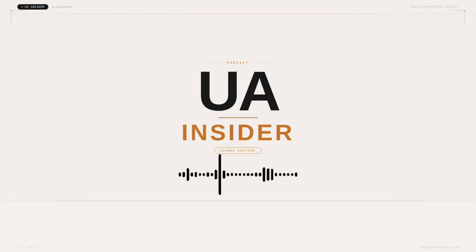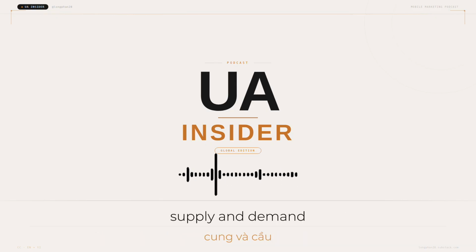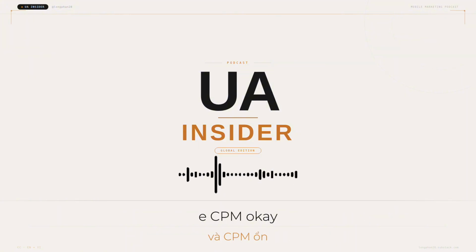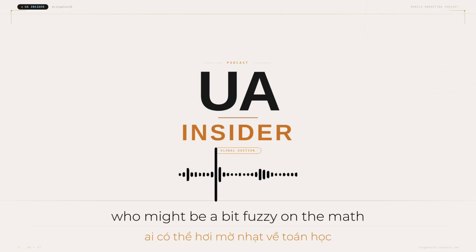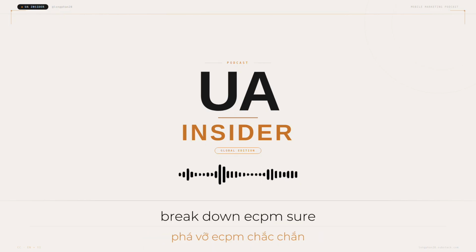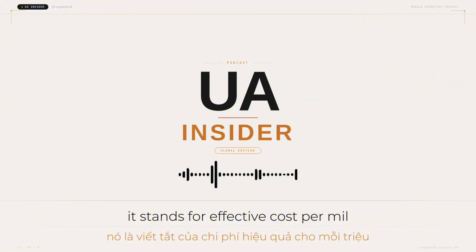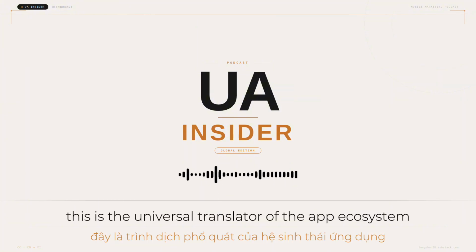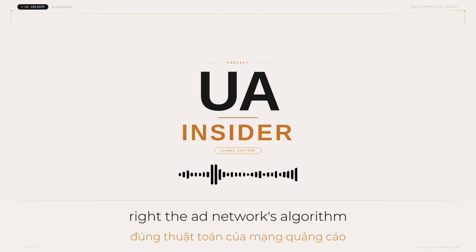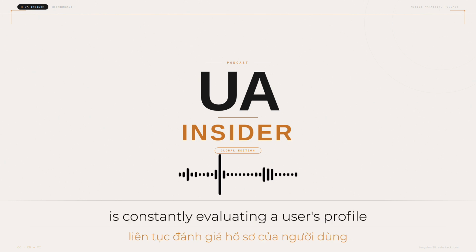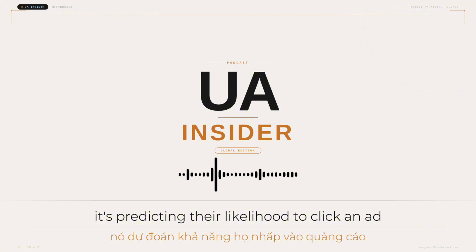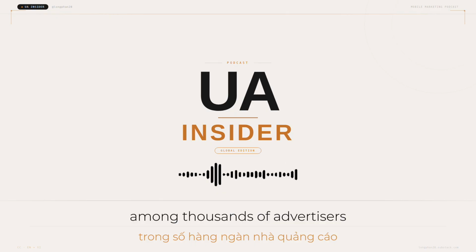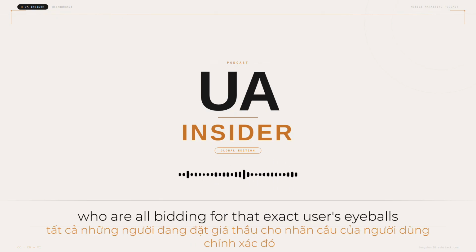So you're playing a puzzle game and you see an ad for a strategy game. That's an in-app network. And the mechanics of how these networks match supply and demand, that is what drives the entire economy. It revolves entirely around eCPM. eCPM. Okay, for the folks listening who might be a bit fuzzy on the math, break down eCPM. Sure. It stands for effective cost per mil, basically the cost per thousand impressions. This is the universal translator of the app ecosystem.